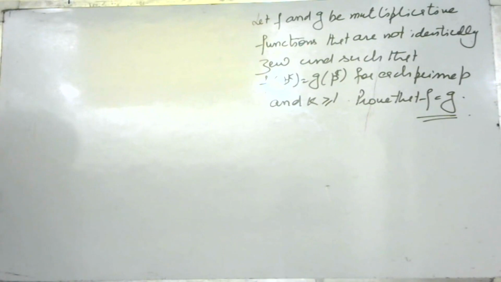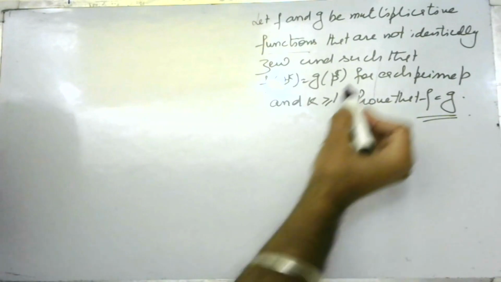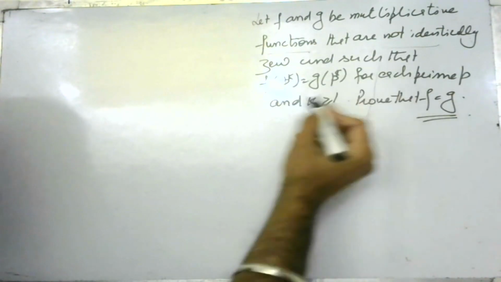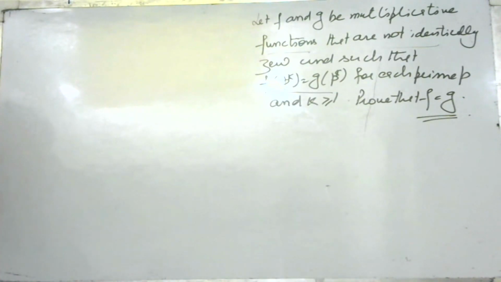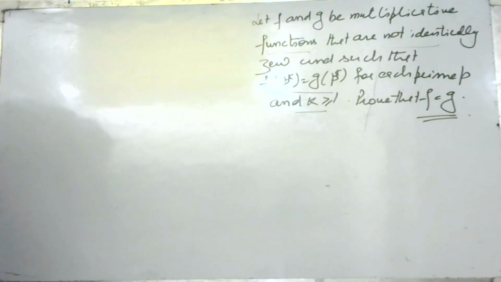Next numerical. This is a very important result that we are going to use in further numericals. That is, if f and g are multiplicative functions that are not identically 0 and such that f of p power k is equal to g of p power k for each prime p and k greater than or equal to 1, prove that f is equal to g.